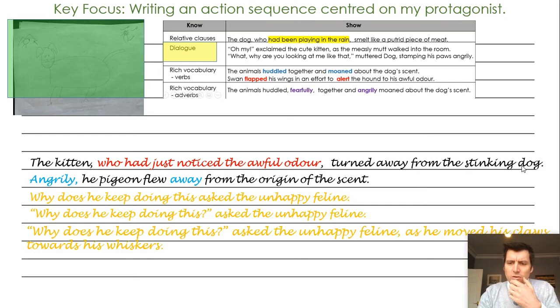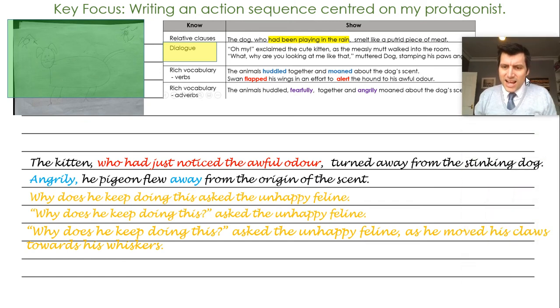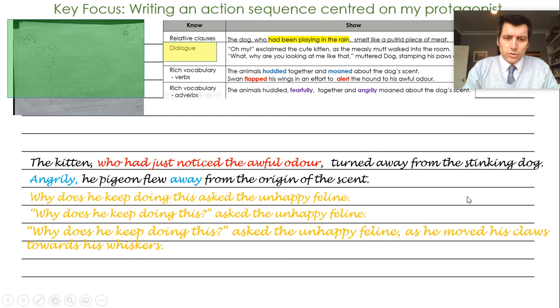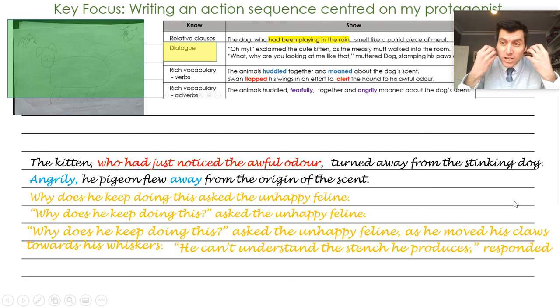It's a conversation, though, so it's a conversation with some action as well. Why does he keep doing this? Asked the unhappy feline as he moved his claws towards his whiskers. Because he's doing that to maybe cover his nose up. Okay, so we've got the idea of that conversation and the action going on as well.